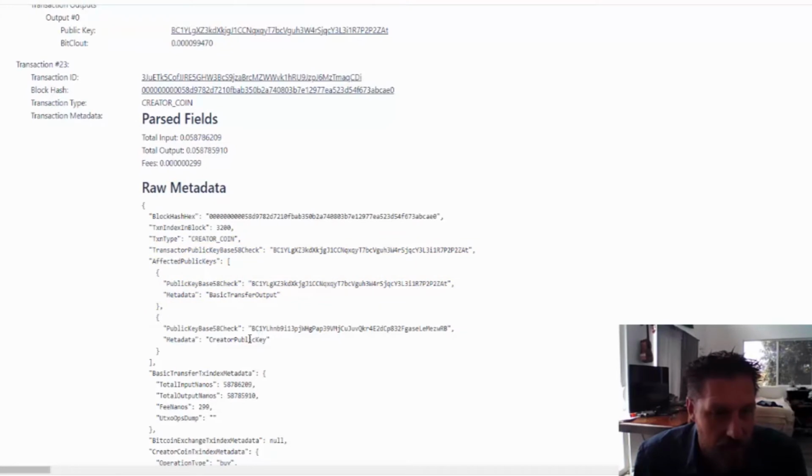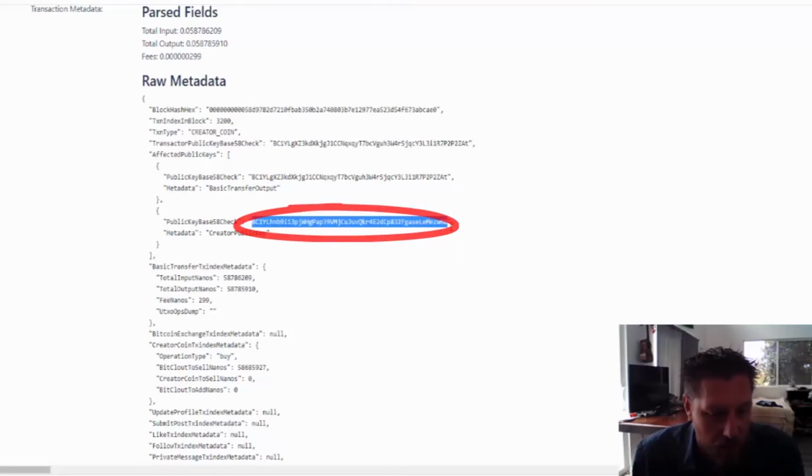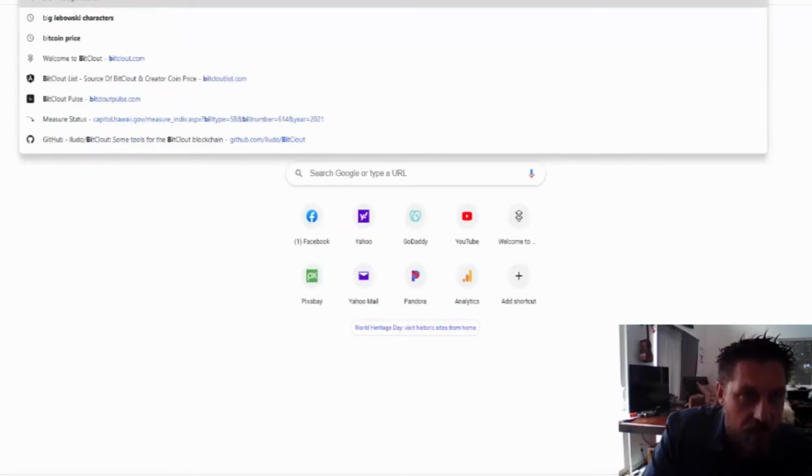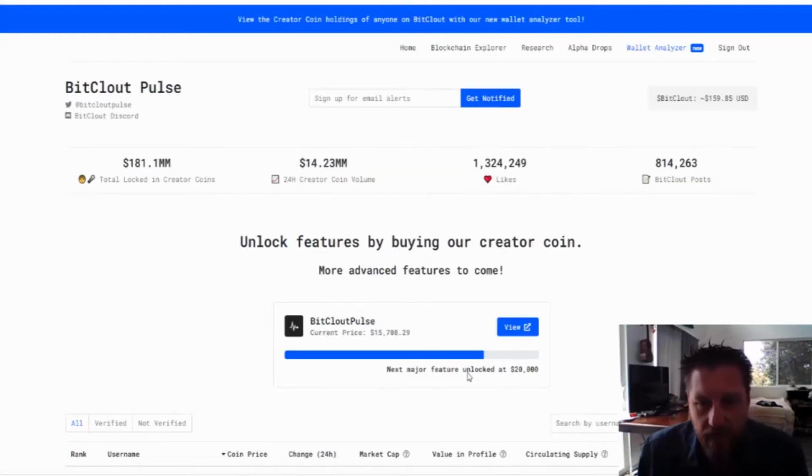And then you're going to see the third one is this right here, this key right here. So let's go pull up this person. And I'll show you kind of how you follow this, but I like BitClout Pulse. Best to put these in. They do a great job pulling up things by public key.